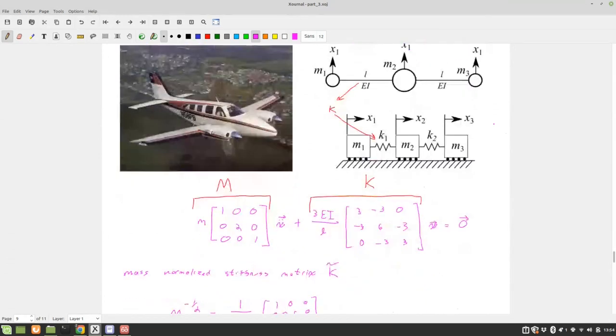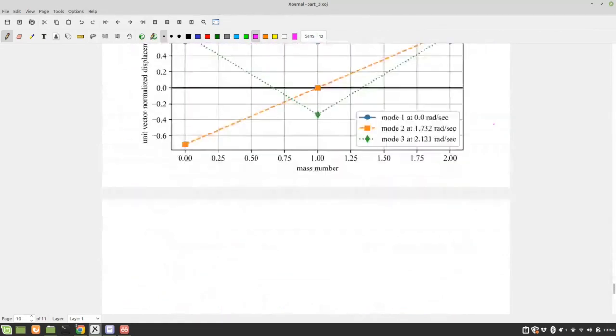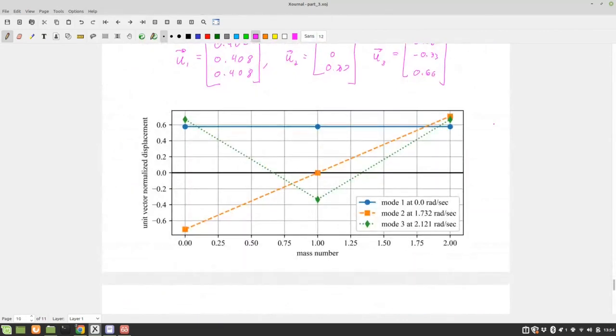But for mode 1, if all masses move with no displacement with respect to one another. Yeah. So your whole plane kind of jumps up and down like a boat going through the water. That makes sense? You kind of just float up and down without actual deformation of the frame of the plane. Yes. Okay.